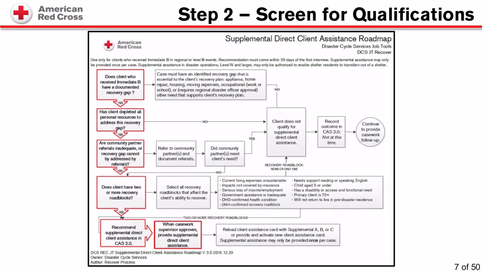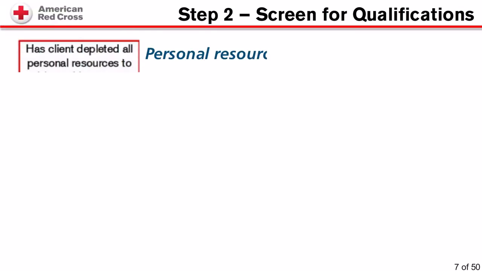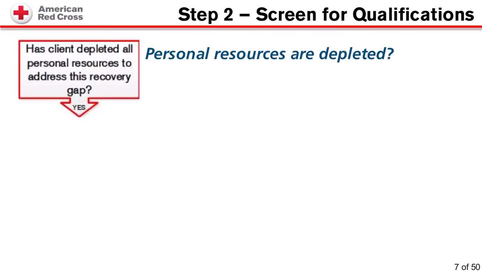Let's continue walking through the steps on the Supplemental DCA roadmap. We need to verify that all other resources have been exhausted to meet the identified recovery gap. Personal resources are depleted. Has the client depleted all personal resources to address this recovery gap?